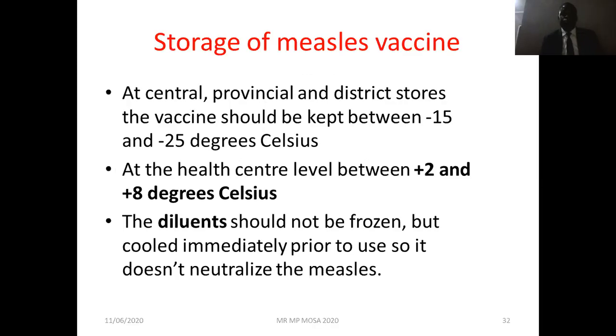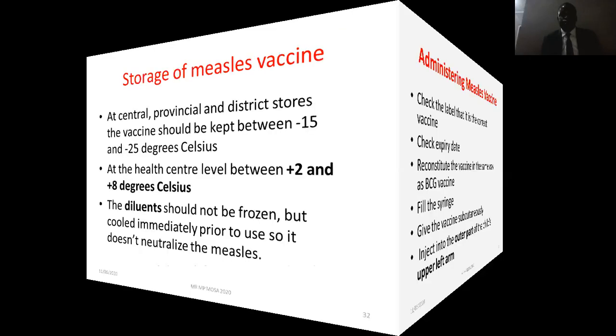Storage of measles vaccine is between -15 and -25 degrees as well. At the health center, it can be kept at +2 to +8 degrees Celsius. The diluent should not be frozen, but cooled immediately prior to use, so it doesn't neutralize the measles vaccine. So the water that we use to dilute it, to reconstitute it, is not supposed to be frozen.